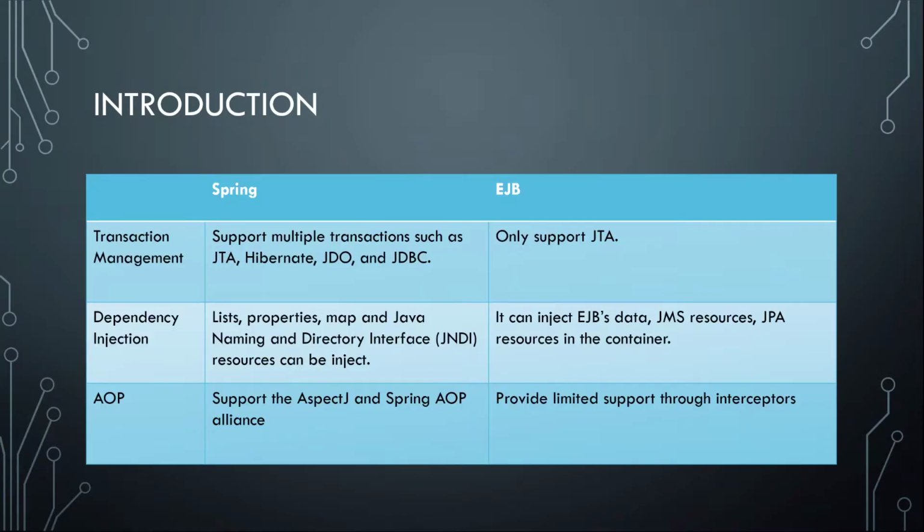Here are some main differences between Spring and EJB. At the transaction management aspect, Spring supports multiple transactions such as JTA, Hibernate, JDO, and JDBC. EJB only supports JTA. At the dependency injection aspect, Spring supports list, properties, map, and Java Naming and Directory Interface resources. EJB can inject EJB data, JMS resources, JPA resources. At the AOP aspect, Spring supports AspectJ and Spring AOP. EJB only provides limited support through interceptors.